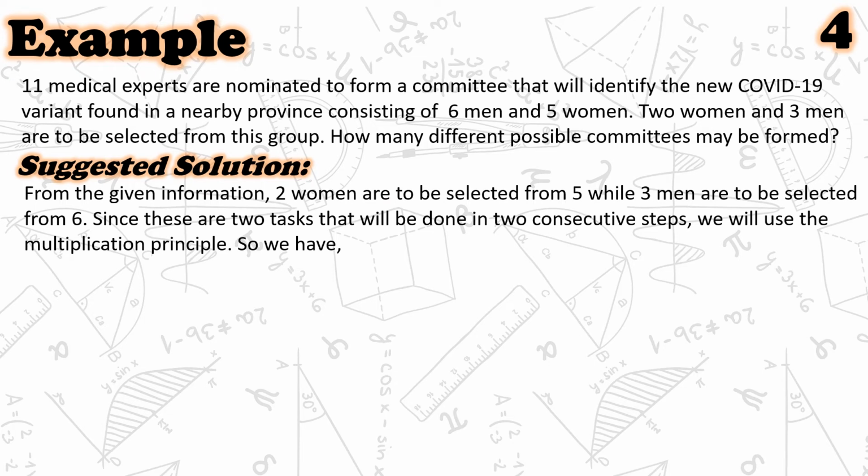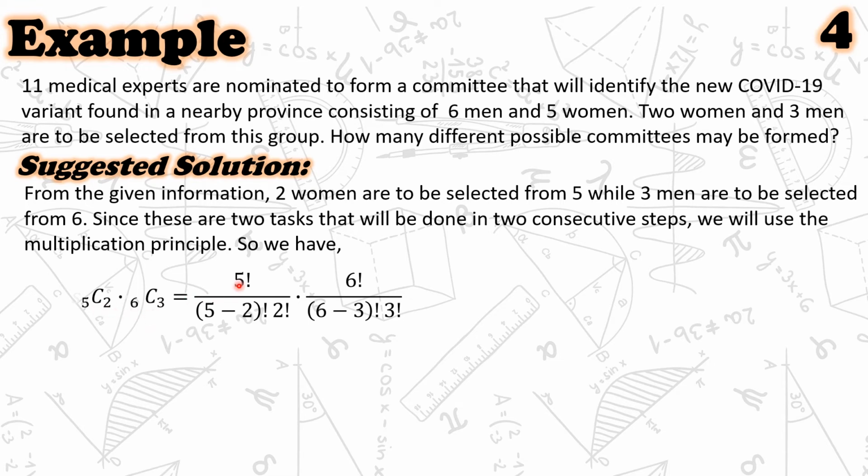From the given information, 2 women are to be selected from 5, while 3 men are to be selected from 6. Since these 2 are tasks that will be done in 2 consecutive steps, we will use the multiplication principle. So we have 5 choose 2 times 6 choose 3. 5 choose 2 since from 5 women, 2 will be chosen. And 6 choose 3 since from 6 men, 3 will be chosen.